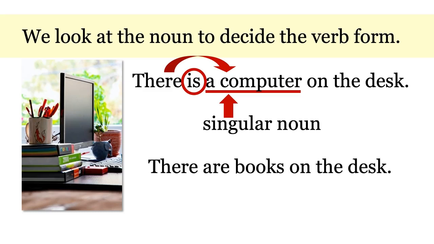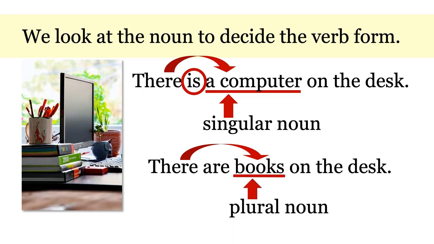There are books on the desk. Here, we look at books, and this is a plural noun. So, we use the plural form of be. There are books on the desk.